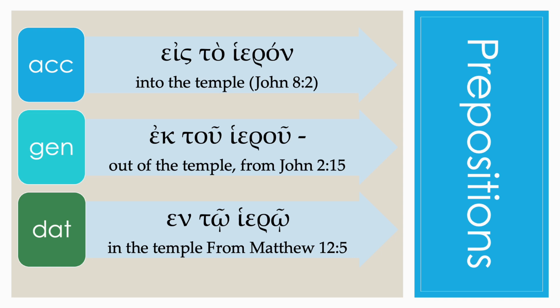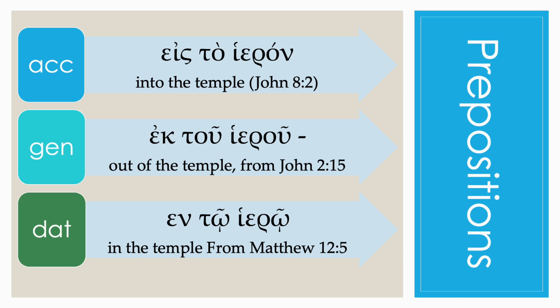Here's a genitive example as well. Ek tou hierou, out of the temple or out from the temple. This is in John chapter 2 verse 15. Ek, to be out of, we get exit from, and hierou means temple in the genitive. It's got its definite article there as well.